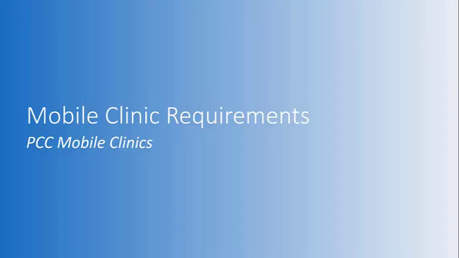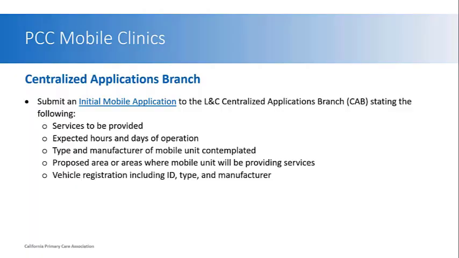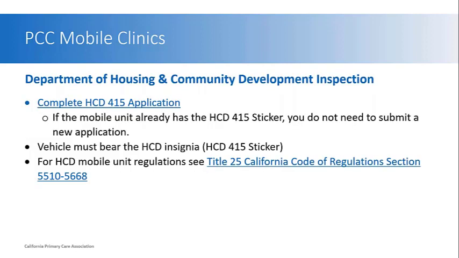Next, let's go over the requirements for a primary care clinic initial mobile clinic application. To apply for an initial mobile clinic license, meaning it's not an affiliate license, you must submit an initial mobile application to the Centralized Applications Branch, which requests clinic information including but not limited to services to be provided, hours of operation, and vehicle registration. As part of the application, CAB also requires providers to submit proof of HCD 415 inspection by the Department of Housing and Community Development.